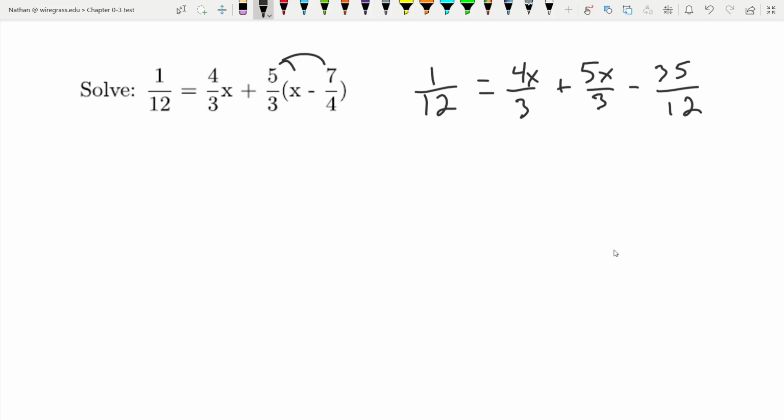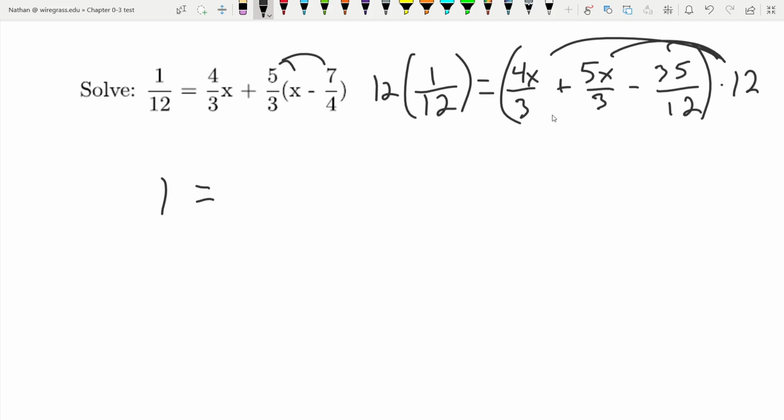And now I'm going to multiply everything through by the least common denominator. In this case, 3 can go into 12. Right, 3 times 4 is 12. So I'm going to multiply everything by 12. And that's going to make all the fractions go away, and this thing is going to be a lot easier to work with. So 12 times 1 over 12 is 1. And then we're going to distribute the 12 into here.